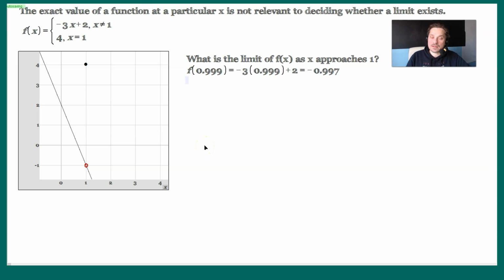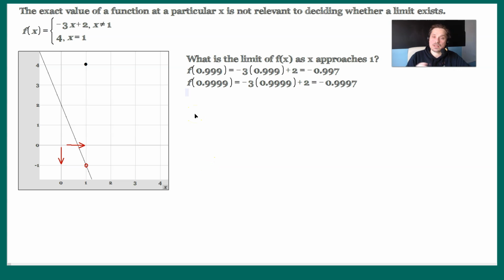Grab a value to the left of 1, but closer still, like for example f of 0.9999, and then see what happens to the output. It's going to be negative 3 times 0.9999 plus 2. You punch this in and you find that it's equal to negative 0.9997. This way, you can see that it seems to be approaching negative 1. And it's confirmed in the graph. If you look very carefully on the left side, as x approaches 1 from the left, the values of the function are moving towards negative 1 from above negative 1, you see?